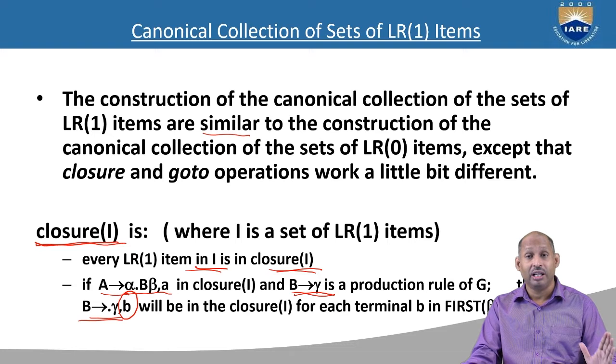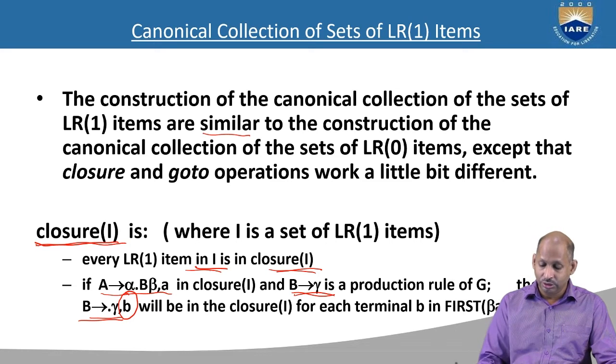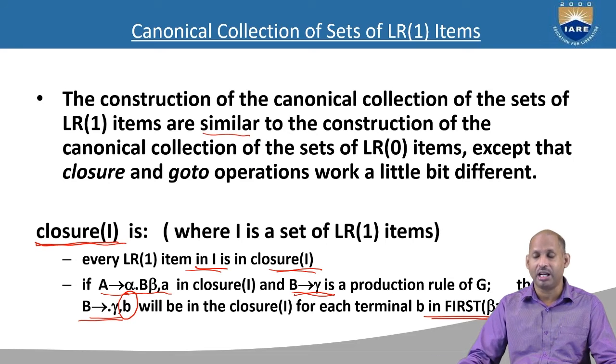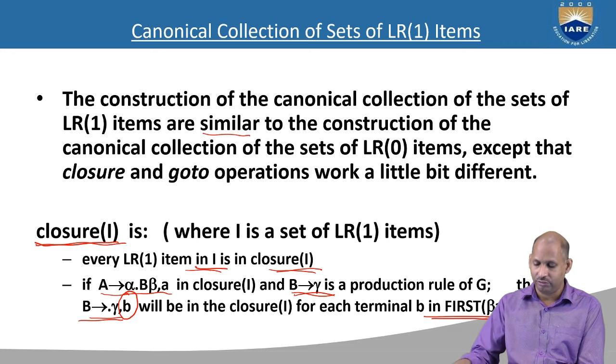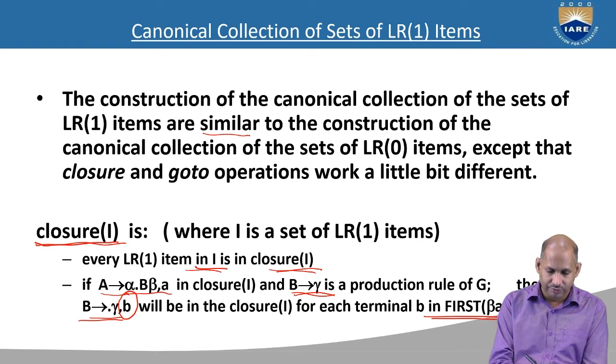Then how will you find what b is? Here, b is in the first of beta a. The terminal b is found by considering the first of beta a, the first of this beta a.